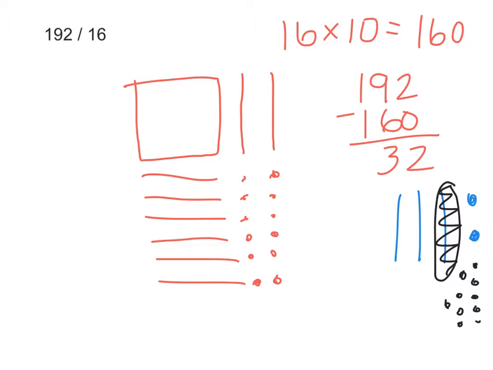So now each of my 16 groups, each of them has 12 in them. So my quotient is equal to 12. Each of those 16 groups has 12 in them, which is 192 things total that I started with.